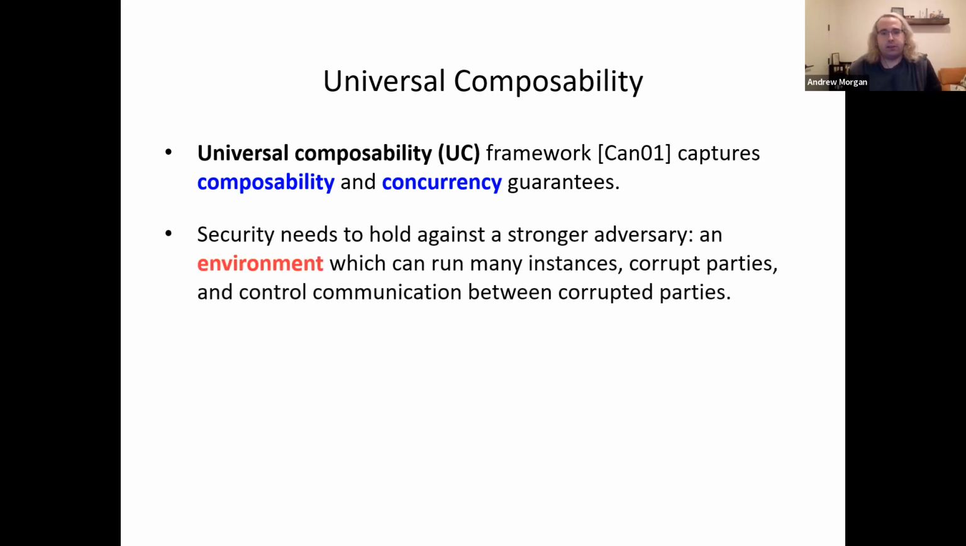To prove that a protocol is UC secure, one needs to show an analog of simulation-based security, but against a much stronger external party than a classical adversary, an environment which can invoke many concurrent instances of a protocol, corrupt potentially many parties, and observe and control corrupted parties' communication. As such, it's a strictly stronger notion and thus more difficult to prove than classical simulation-based security, but correspondingly provides stronger security guarantees.